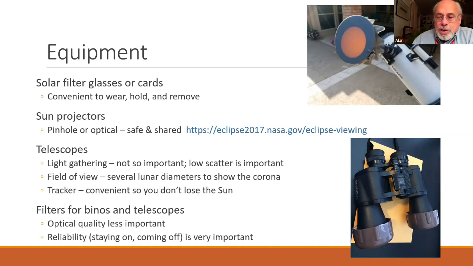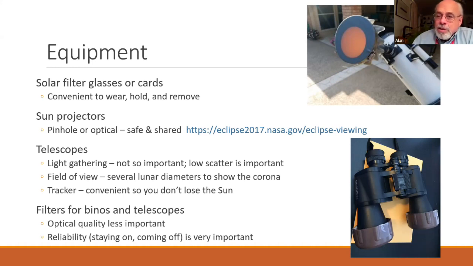You're just looking to attenuate the bright disk of the sun so you can watch the progress. As soon as you get very close to totality, when you start getting the diamond ring, you're going to take that filter off. And secondarily, the important thing is that you're able to get it off quickly.